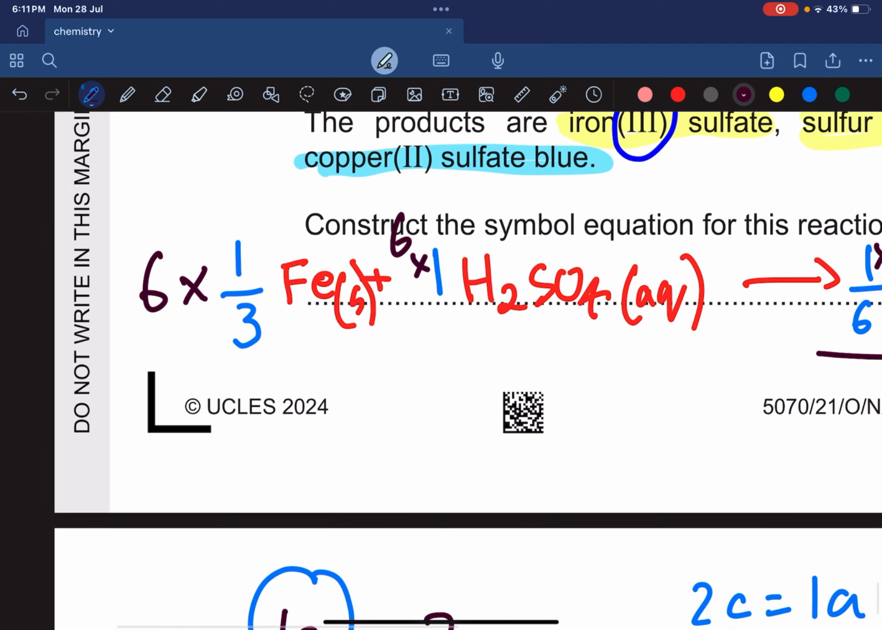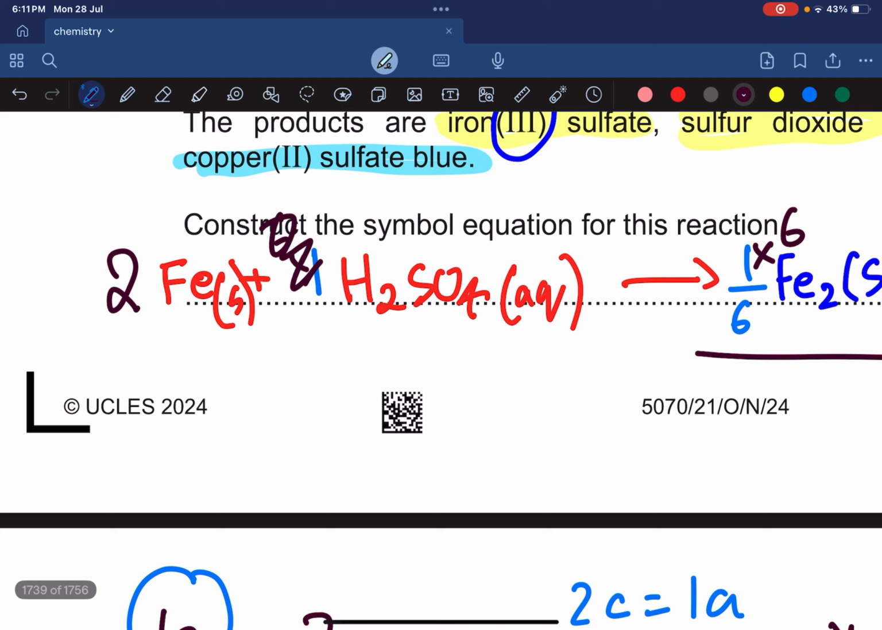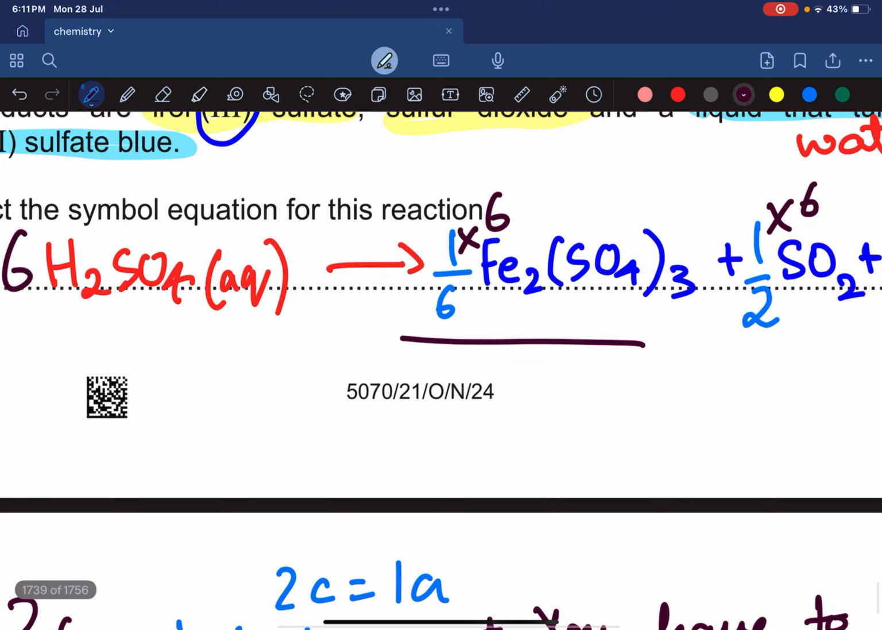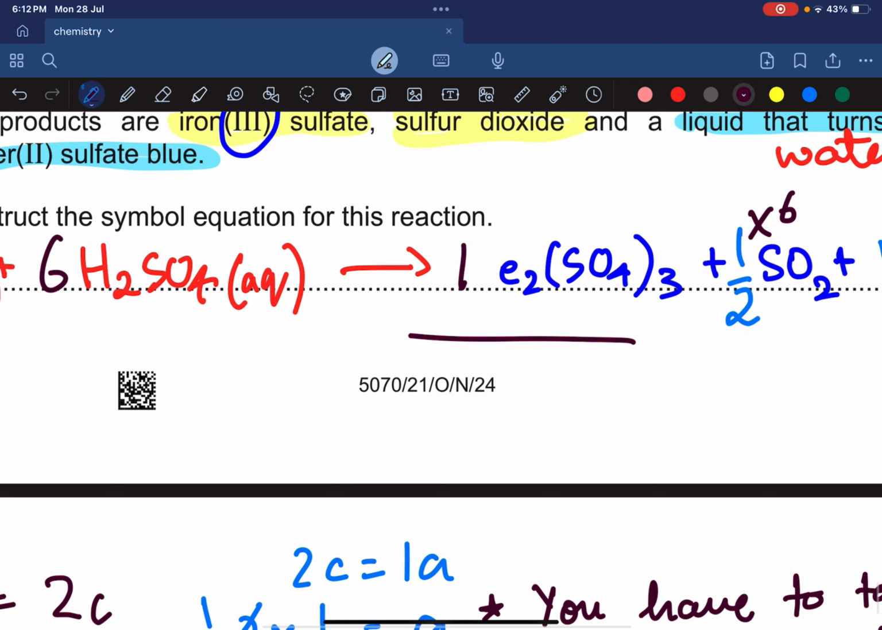When this gets multiplied by 6, 3 ones are 3, 3 twos are 6, and 2 ones are 2. So the answer comes out to be 2 over here. And when this gets multiplied by 6, 1 six times is 6. So this is 6. And 6 ones are 6, so this comes out to be 1. What was this? This was Fe.